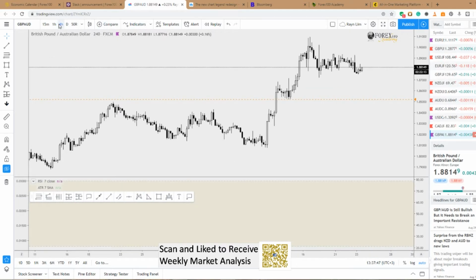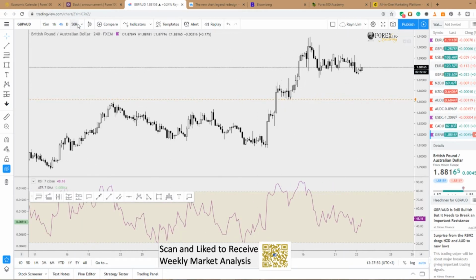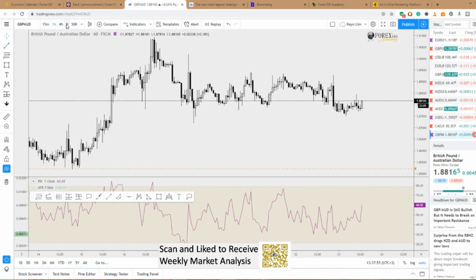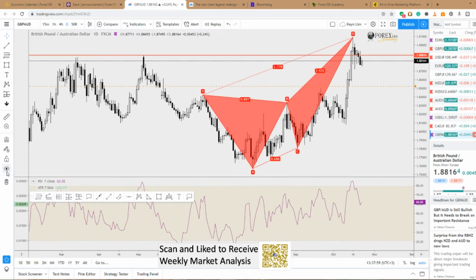Down to the 4-hour. On the 4-hour chart, unlike the daily, it is already on a bullish run. And to the 1-hour, that's it. Back to daily chart, let me share with you my analysis. My analysis is pretty simple, just a crab pattern, deep crab pattern in fact, completing at 1.9094.